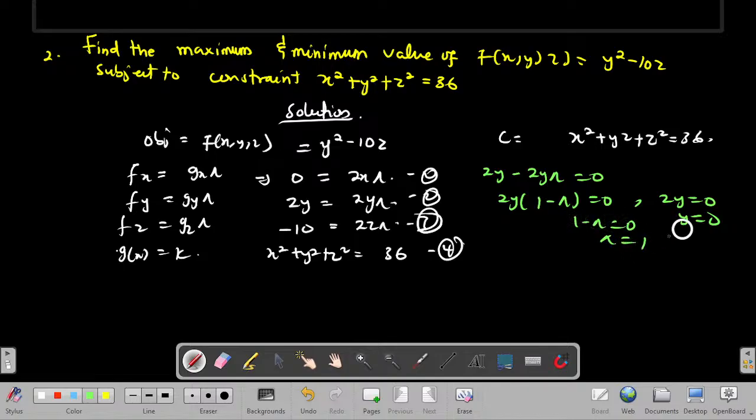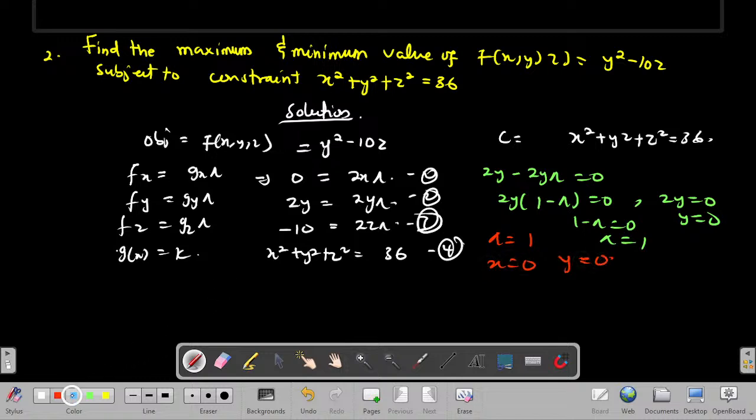So now we know lambda is 1, y is 0. Lambda is 1, that x is going to be 0 for this. So therefore we know our goal: x is equal to 0, y is equal to 0.